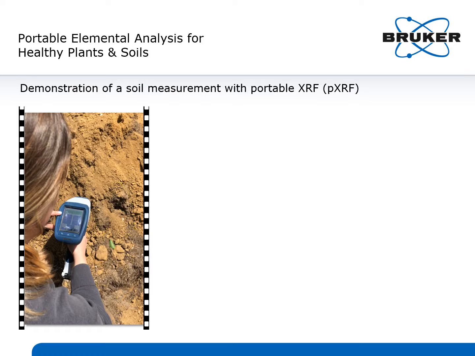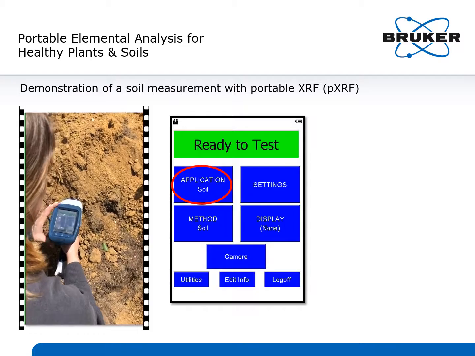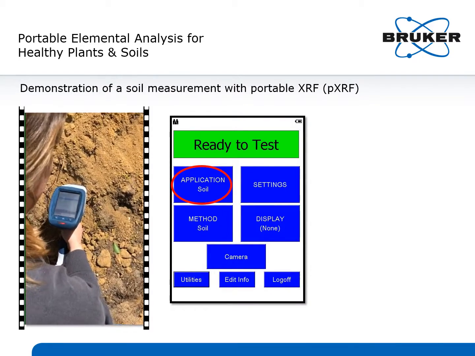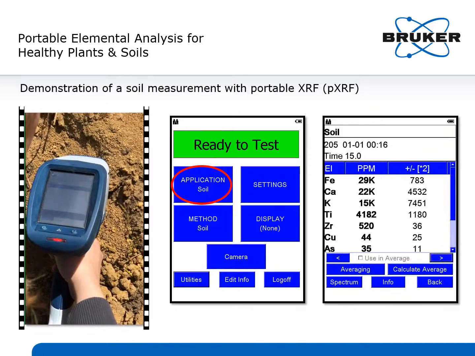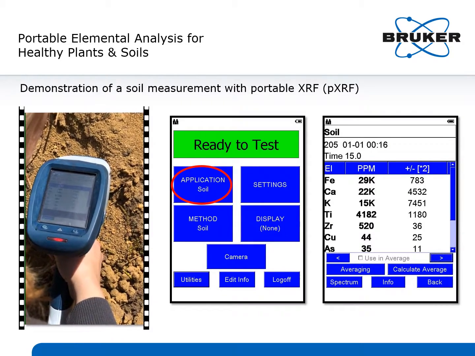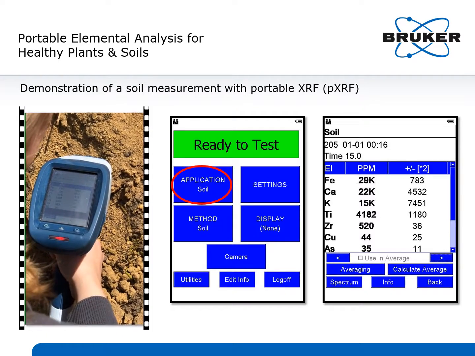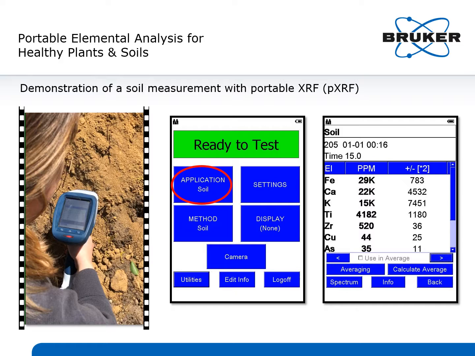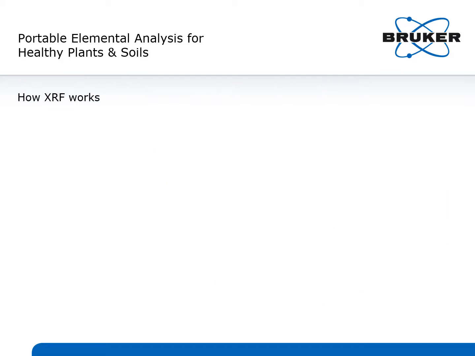Let's look at a quick demonstration of a soil measurement. The soil application is selected and the analyzer window is placed in direct contact with the soil before pressing the trigger. You can see that this soil has percentage levels of iron, calcium, and potassium, and that there is about 35 parts per million of arsenic. Natural levels of arsenic range from about 1 to 40 parts per million. However, it would be a good idea to do further analysis before using this soil for edible plants.